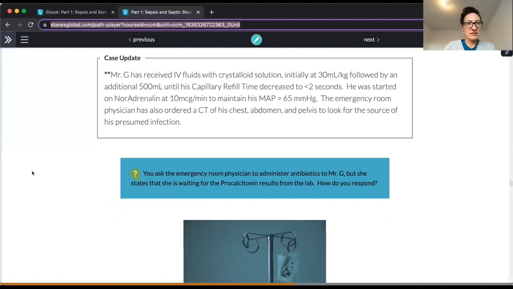Mr. G received IV fluids with crystalloid solution, initially 30 mils per kg, followed by an additional 500 mils until his cap refill time decreased to less than 2 seconds. He was started on noradrenaline at 10 micrograms per minute to maintain his mean arterial pressure of higher than 65 millimeters of mercury. The emergency room physician has also ordered a CT of his chest, abdomen, and pelvis to look for the source of his presumed infection.